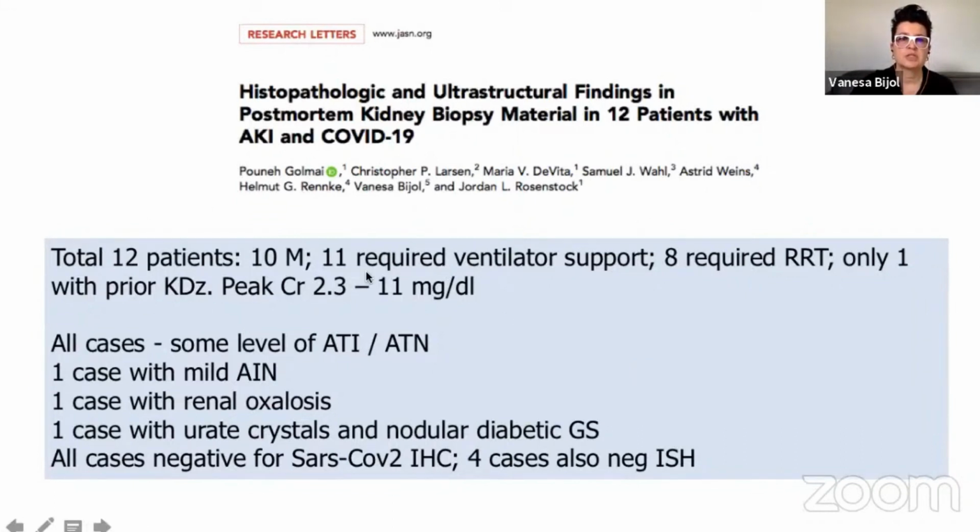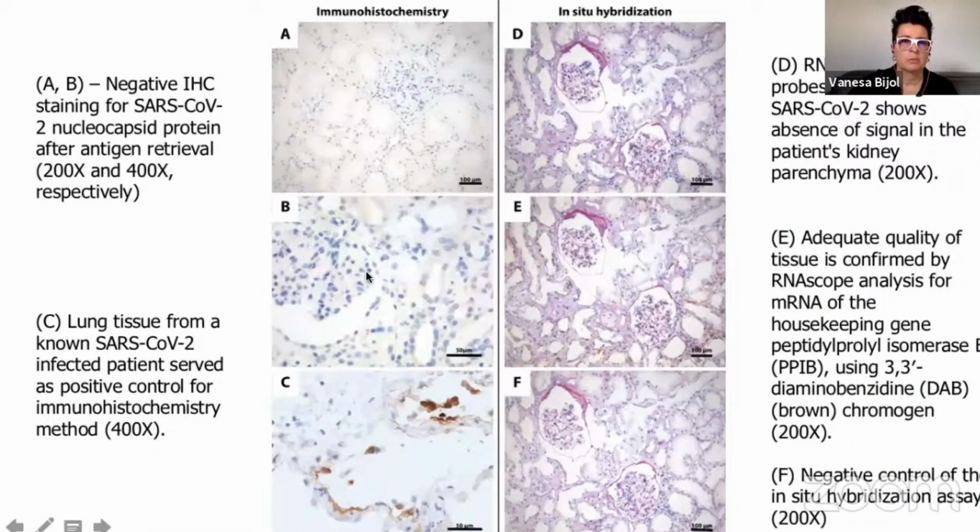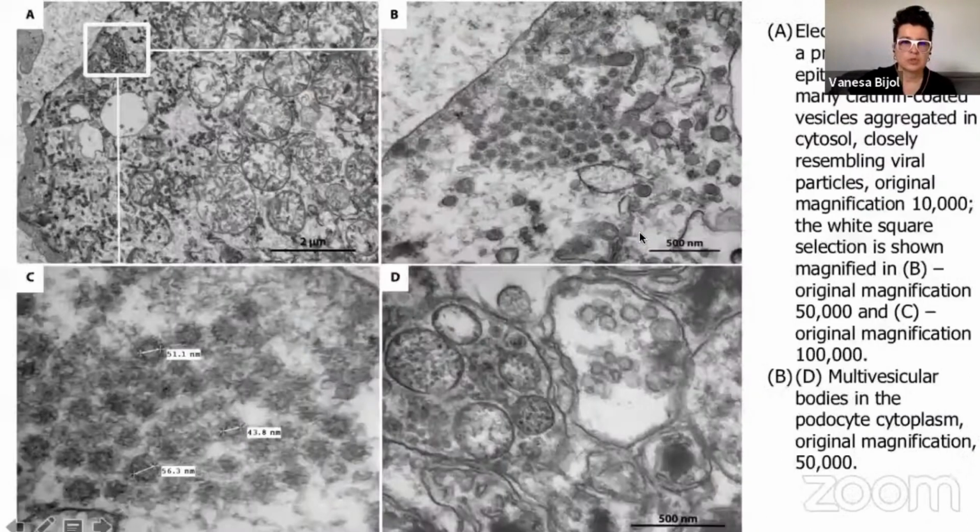So 12 patients, these are postmortem kidney biopsies, so not full autopsies, not full sections, just needle core biopsy after these patients died of severe COVID. 11 were on the ventilator. They all showed ATN at various stages, and we tested all of them by immunohistochemistry, and they were negative. This is a positive control on the bottom here. And we did in situ hybridization in 4 of these cases, and all of this was negative. We also did electron microscopy on all 12, and we interpreted that as negative.